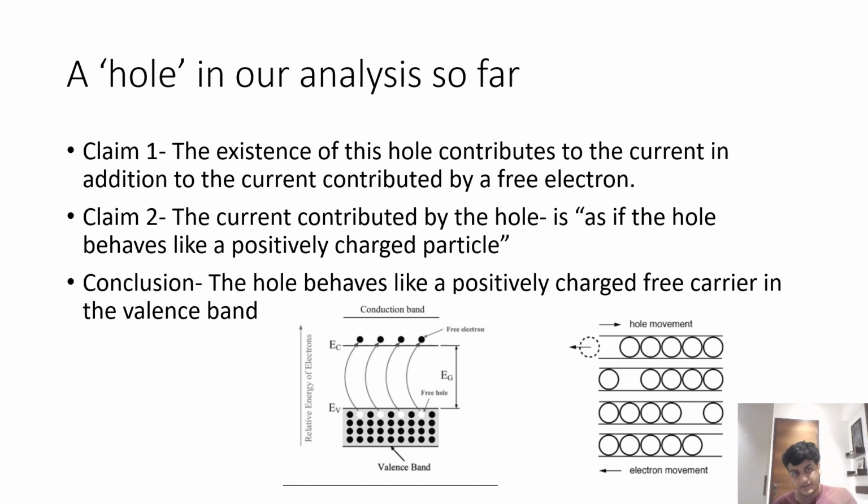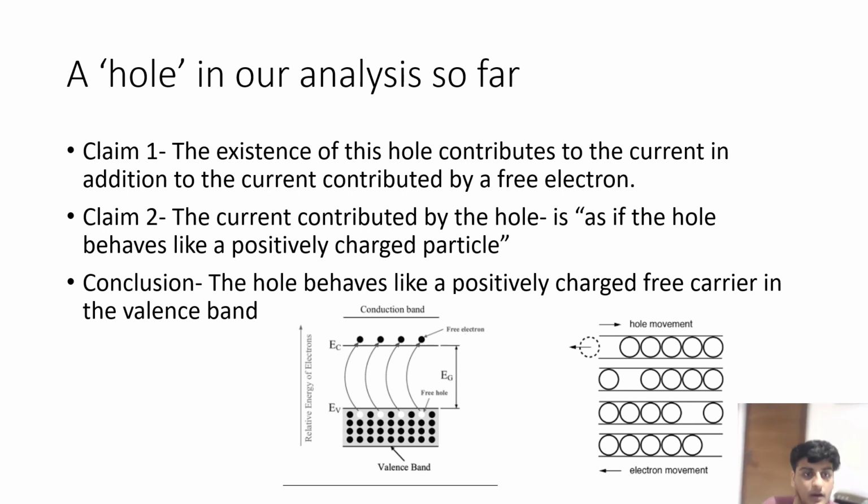I'll get into the justification of these claims in a bit, but I just want to clear out what that claim means. The second claim is that the current contributed by the hole is as if the hole behaves like a positively charged particle. So everywhere where you had a hole, if the hole were replaced by a positively charged particle of charge equal to the charge of an electron, and we were to view its movement as a positively charged particle and calculate the current, it would be exactly equivalent to that. That is what the second claim is. And based on these two claims, we derive the conclusion that the hole behaves like a positively charged free carrier in the valence band. So, just like electrons behave like a negatively charged free carrier in the conduction band, holes behave like a positively charged free carrier in the valence band.